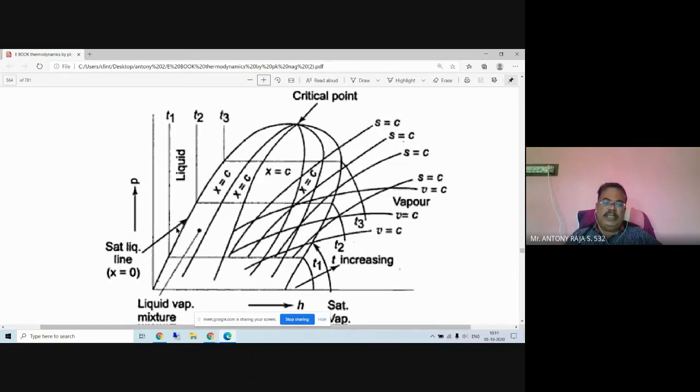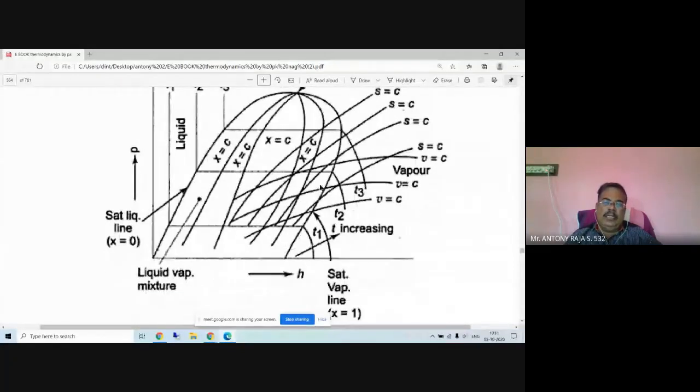Here you see that this represents the saturated liquid line, x is equal to 0, critical point. Okay. And this is the saturated vapor line. Here x is equal to 1. So in between the saturated liquid line and vapor line, this region is called a liquid vapor mixture. This region. So quality of refrigerant, dryness fraction is given. x is equal to constant along this line. Maybe it may be x is equal to 0.2, this may be x is equal to 0.4, like that.